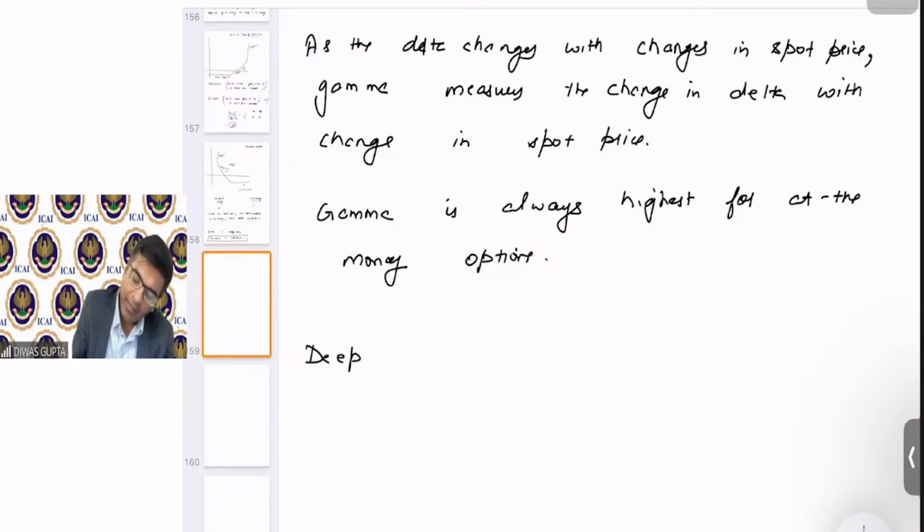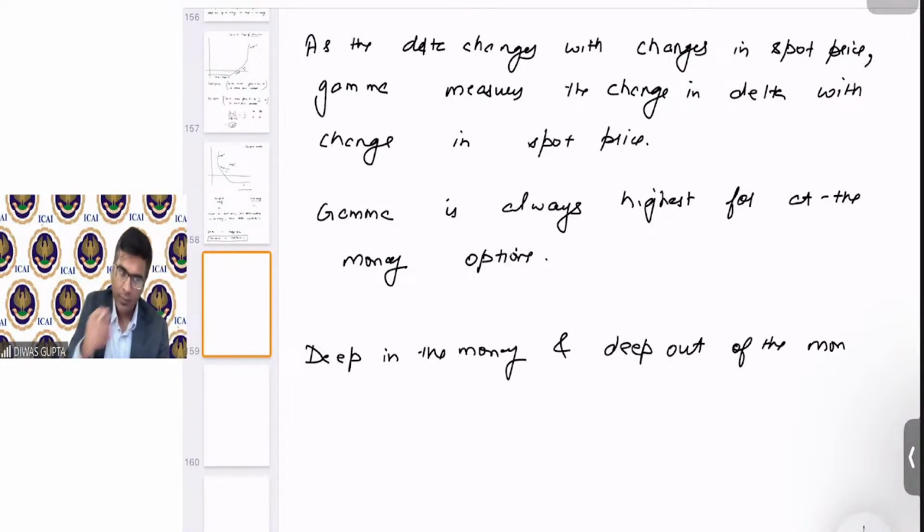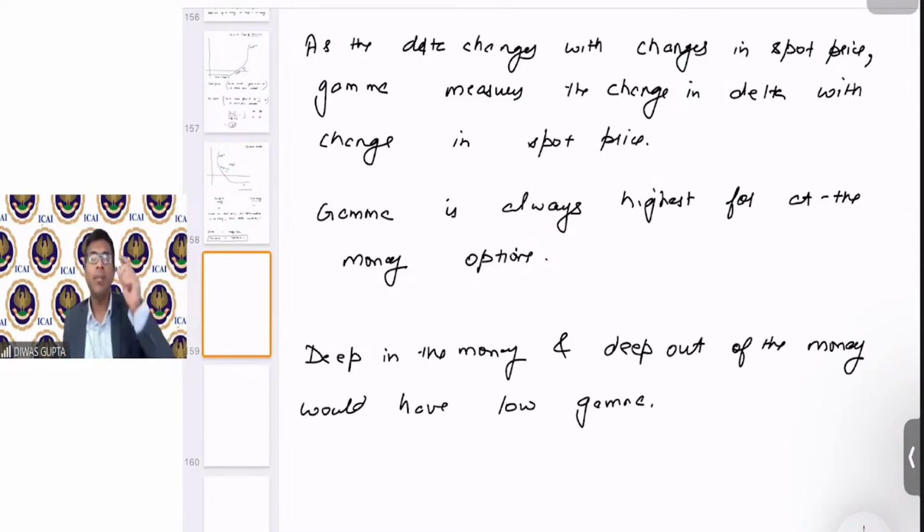However, deep in the money and deep out of the money would have low gamma. Simple. Because for deep out of the money and deep in the money, delta will always remain 0 and 1. Deep out of the money, delta is 0. Deep in the money, delta is 1. And there is no change in that. So in that case, gamma will be low.